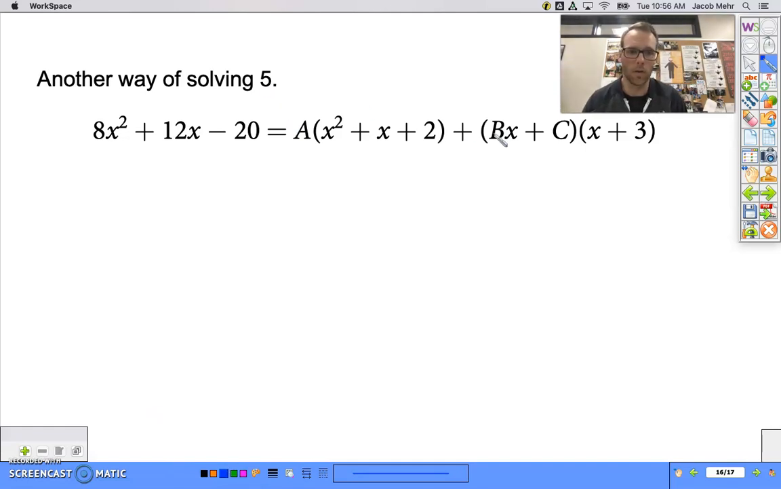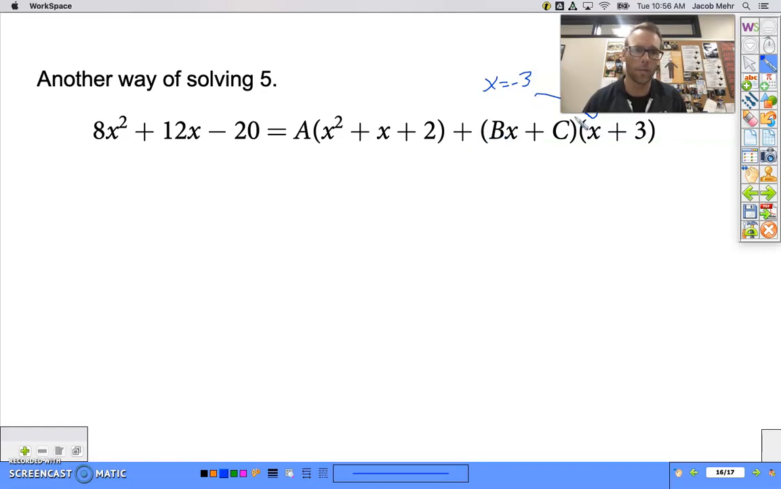So here's what I notice. I've got this b and c over here. It'd be really nice if I could just cover that up and just have a's. So here's what I notice. I notice that if x is negative 3, that's in there. What happens? That's 0, which means this entire term, bx plus c times x plus 3, is gone because this is 0, and 0 times whatever is 0. So we can get rid of this whole part.